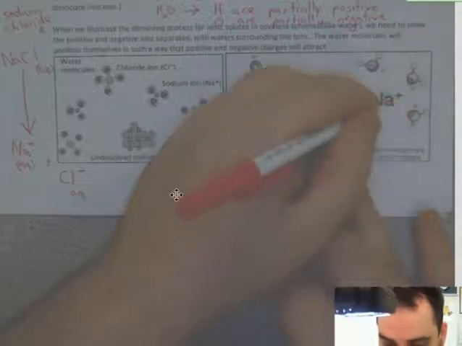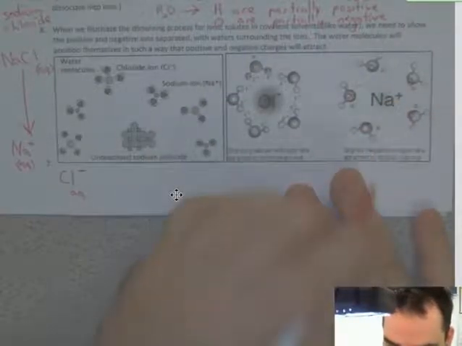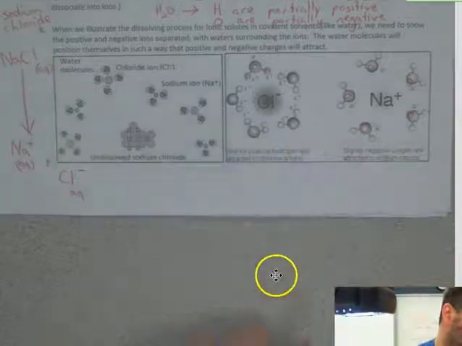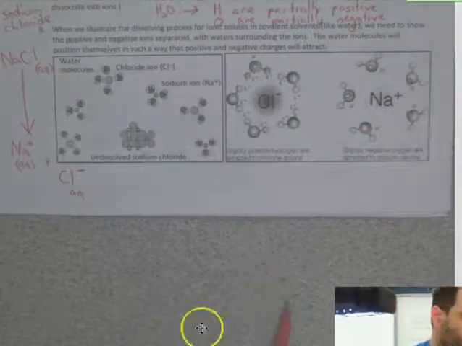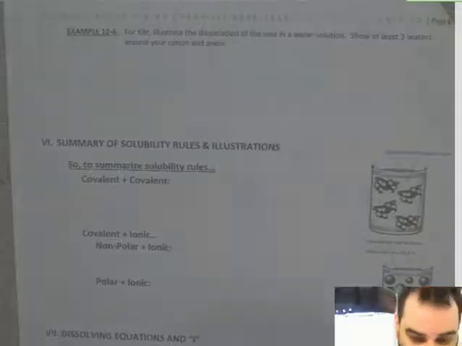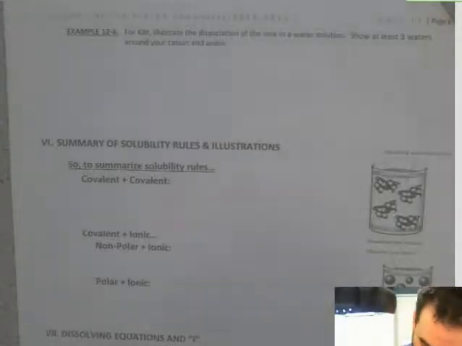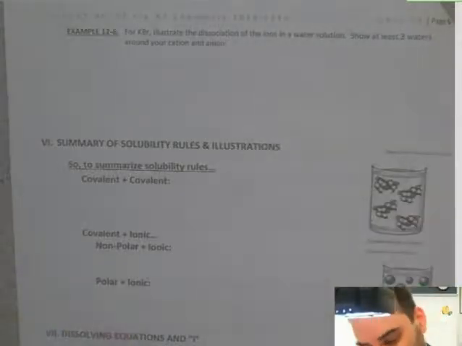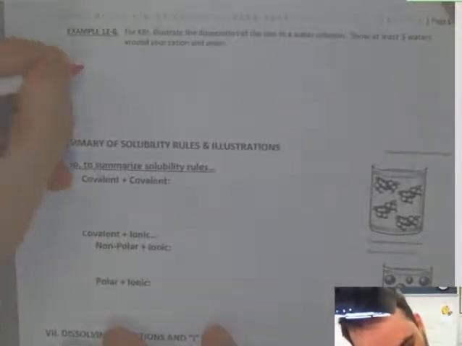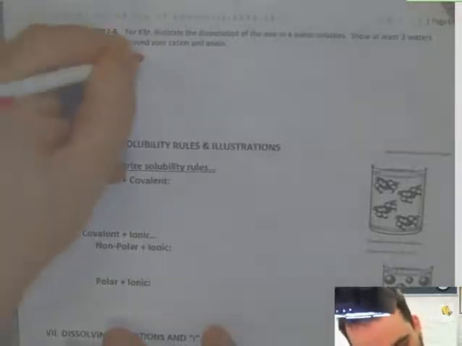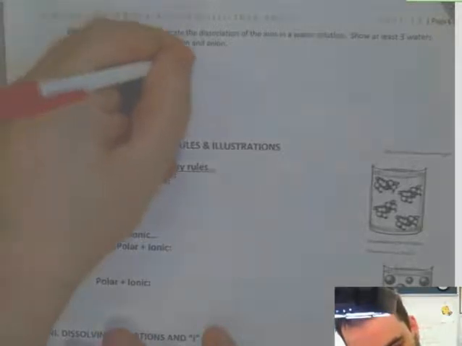But anyways, the partial negative charges of the oxygens are attracted to the positive charges of the sodium. Okay? Let's go on to page 6. Okay, for KBr, I'm going to show you how to write dissociation reactions in the next video. So don't worry if you don't understand this right now, just watch the next video. So here we go. We got KBr, which is aqueous. This is going to dissociate into K+ ions and Br- ions.